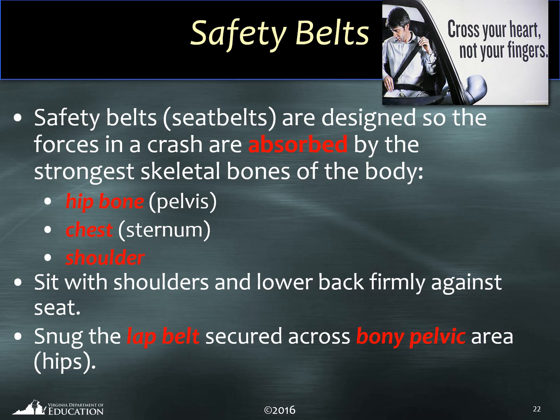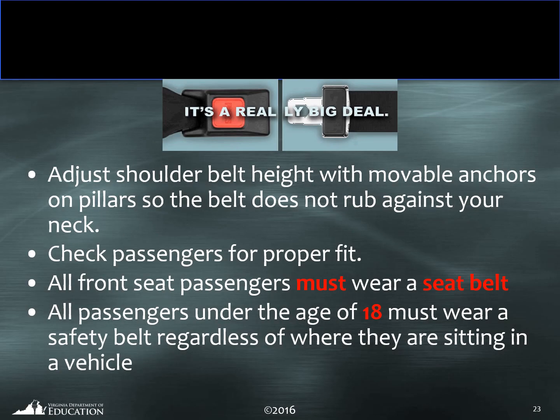Okay, so seat belts. Again, these are designed to help absorb impact, and these are designed to help keep you secure in the vehicle so you're not propelled through the windshield. Now again, they're going to go over the strongest points of the strongest bones of the body, which are your hip bone, your chest, and your shoulder. Okay. And again, this should be snug, and you should feel secured when you are sitting and using a seatbelt.